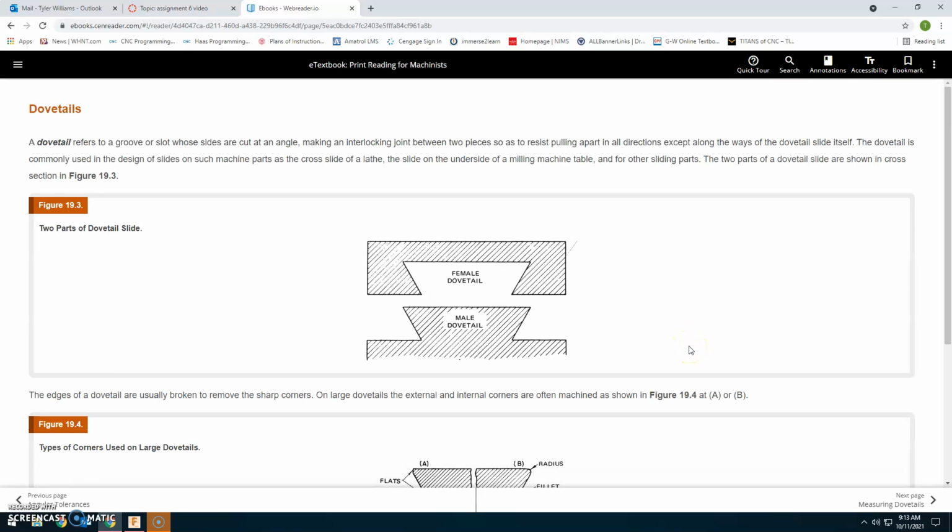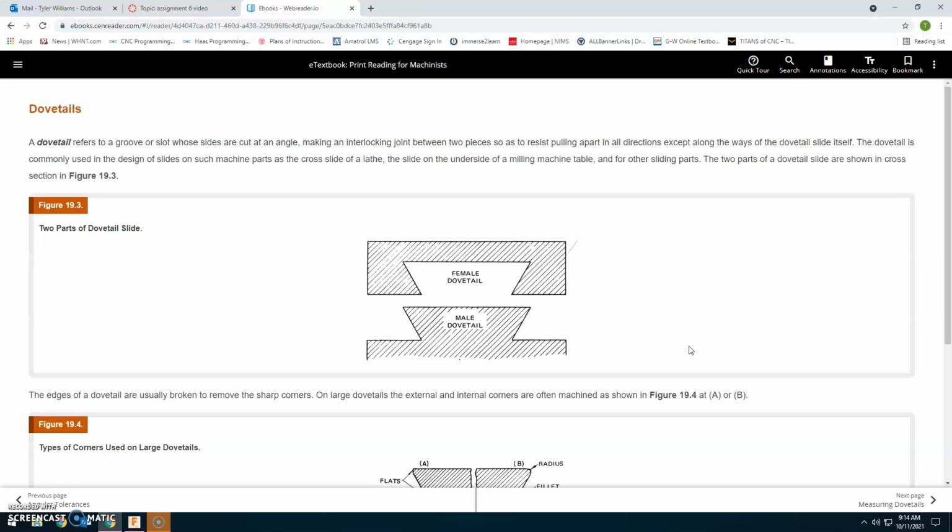So dovetails. A dovetail refers to a groove or a slot whose sides are cut at an angle, making an interlocking joint between two pieces so as to resist pulling apart in all directions except along the ways of the dovetail slide itself. The dovetail is commonly used in the design of slides on machine parts, such as the cross slide of a lathe, the slide on the underside of the milling machine table, and other sliding parts.